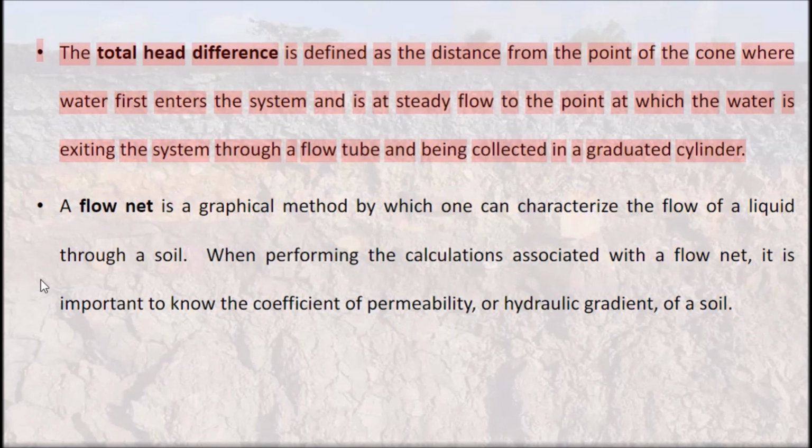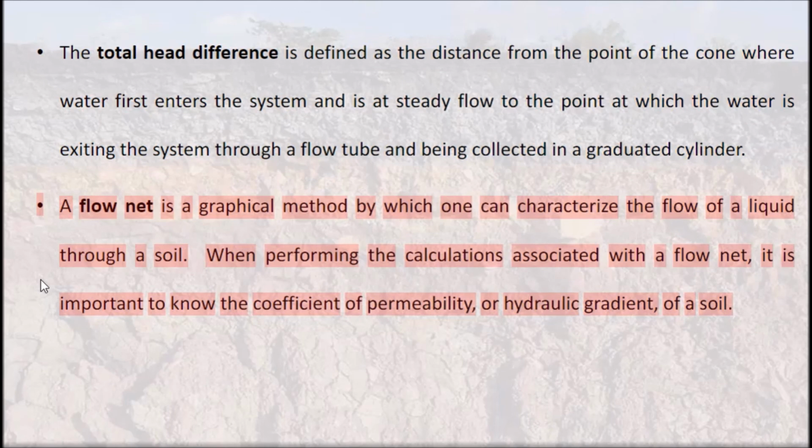The total head difference is defined as the distance from the point of the cone where water first enters the system and is at steady flow to the point at which the water is exiting the system through a flow tube and being collected in a graduated cylinder. A flow net is a graphical method by which one can characterize the flow of a liquid through a soil. When performing the calculations associated with a flow net, it is important to know the coefficient of permeability, or hydraulic conductivity, of a soil.